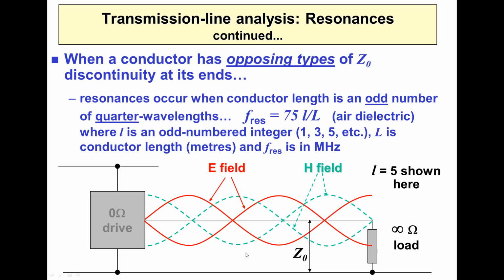Now other frequencies are frequencies where the length is not a whole number of quarter wavelengths, or in the previous example, a whole number of half wavelengths. We don't get a resonating conductor. Next time we'll see the resonating conductor is actually a wonderful antenna at its resonant frequencies. In fact, that's how they design antennas.